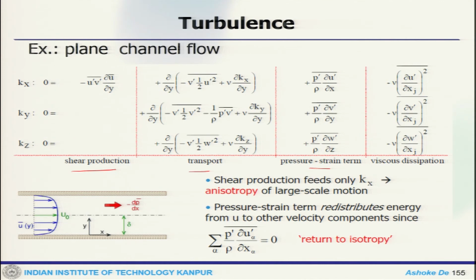So, the shear production feeds to kx, which is anisotropy of large scale motion. So, that essentially tells you how much anisotropy is there, and pressure strain redistributes the energy of u to other velocity components through this.